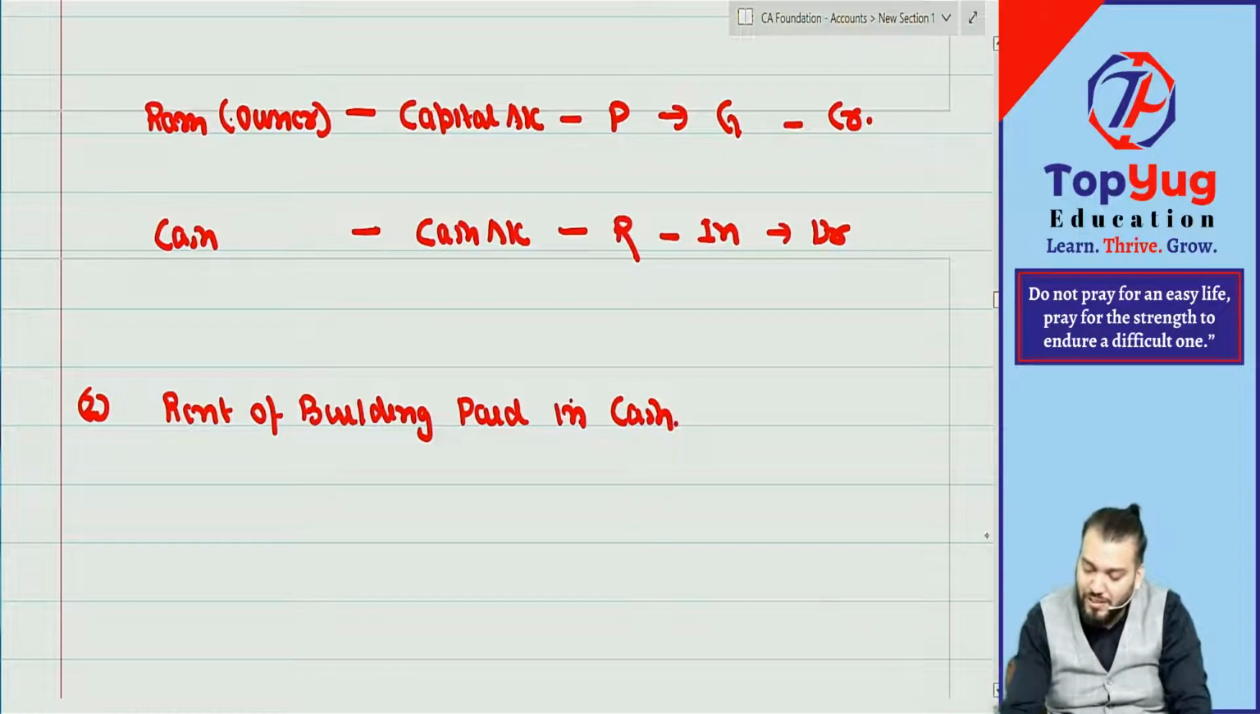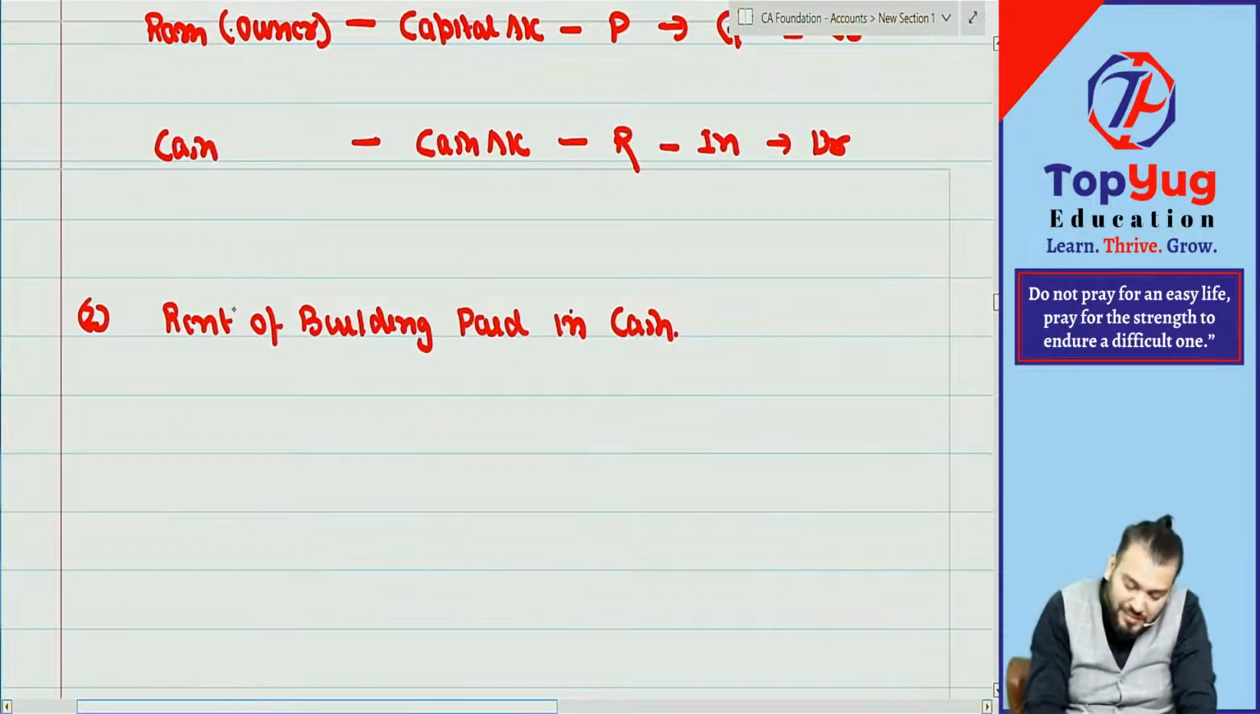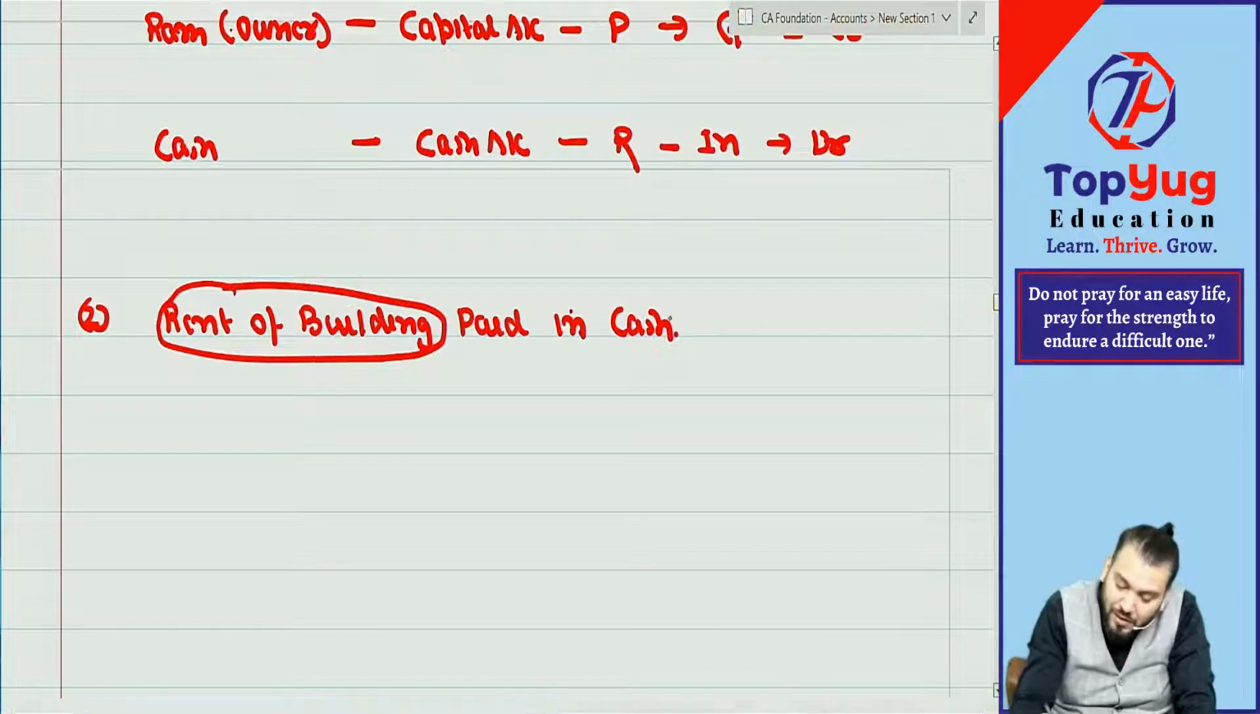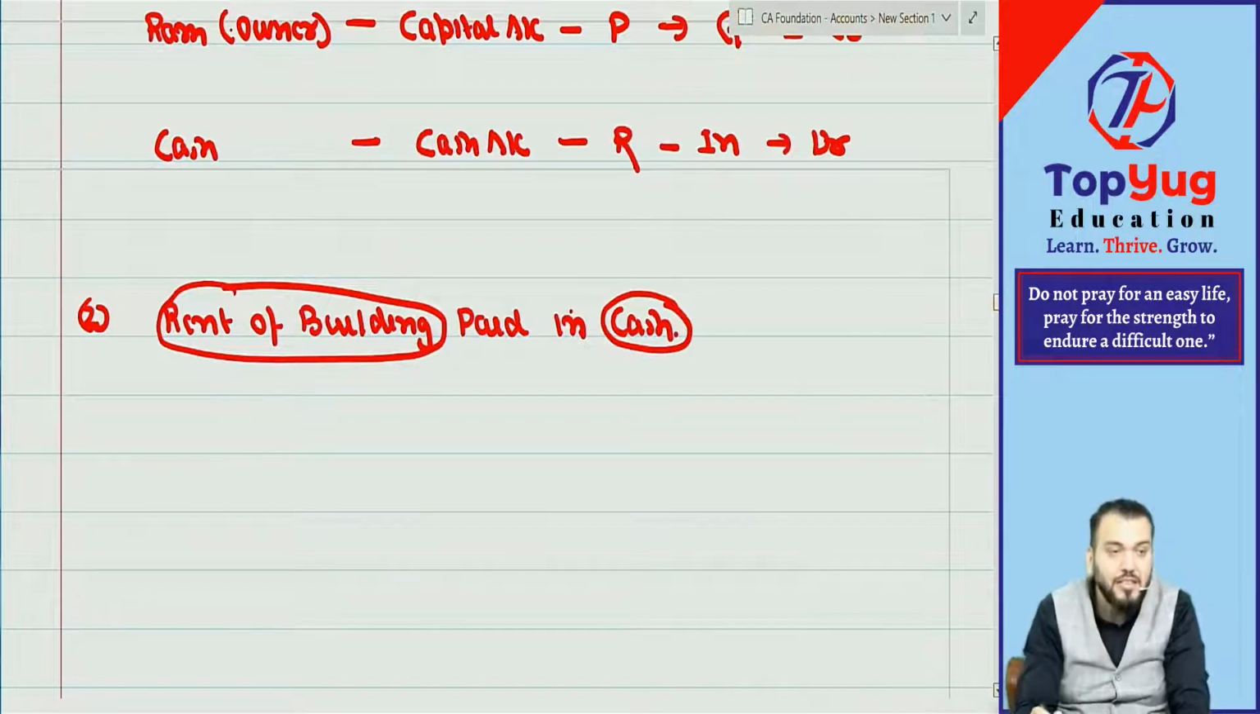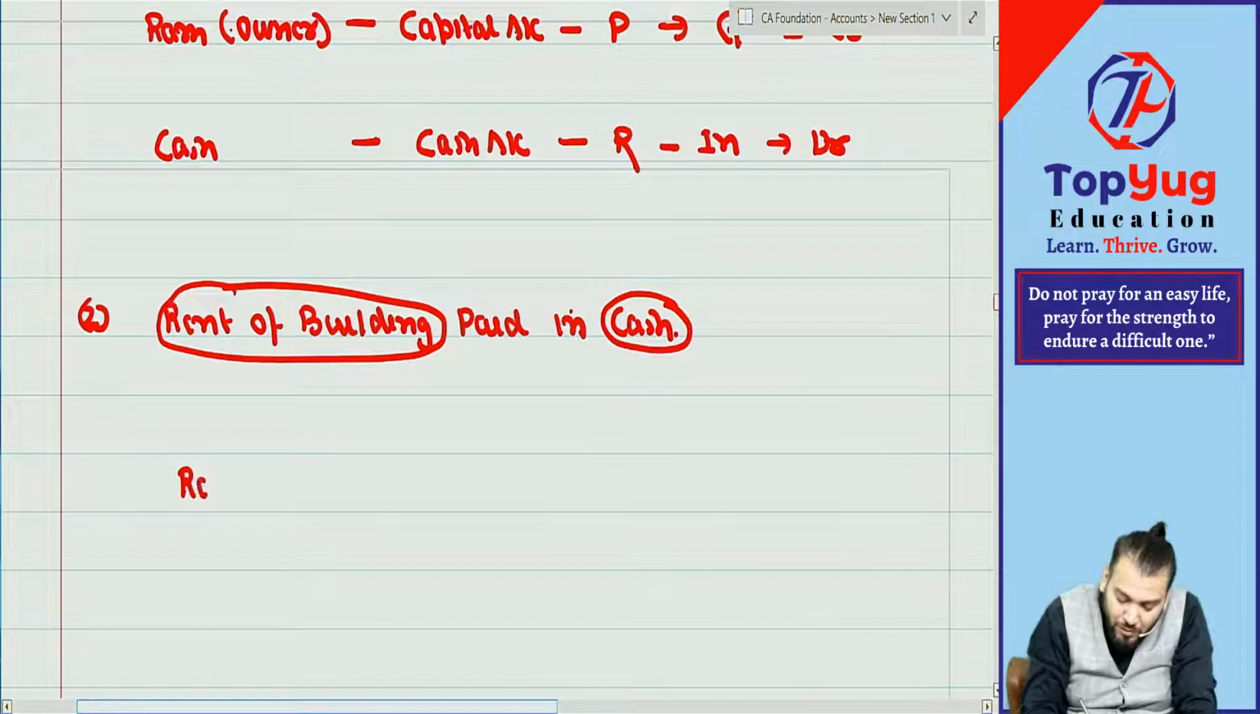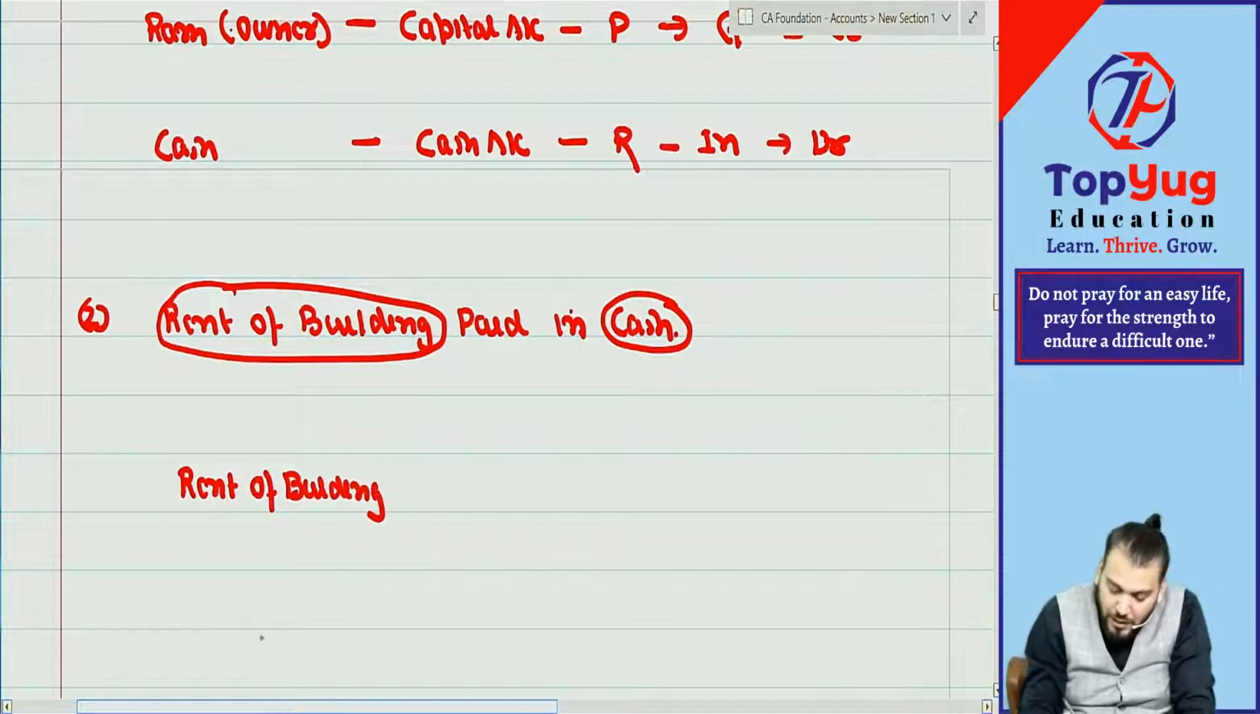So what are the two aspects? Can you say rent of building and cash? These are the two aspects. Building was used for business purpose. So it means we need to open one. Rent is one aspect, rent of building you can write down, and cash.